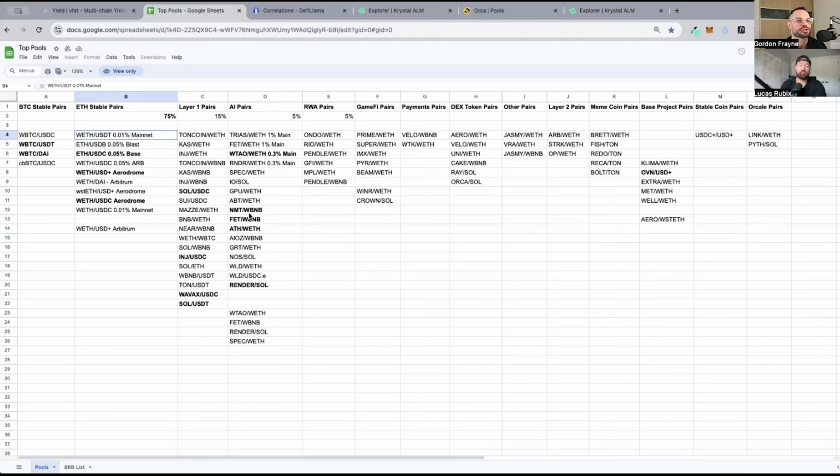So the idea with moving into correlated pairs in an excessive bull cycle is that we get to participate in more of the upside when those correlated tokens actually make a move. And yeah, there's a number of different pairs in this spreadsheet that I'm keeping an eye on as we move towards Q4, as we move towards Q1 of next year.